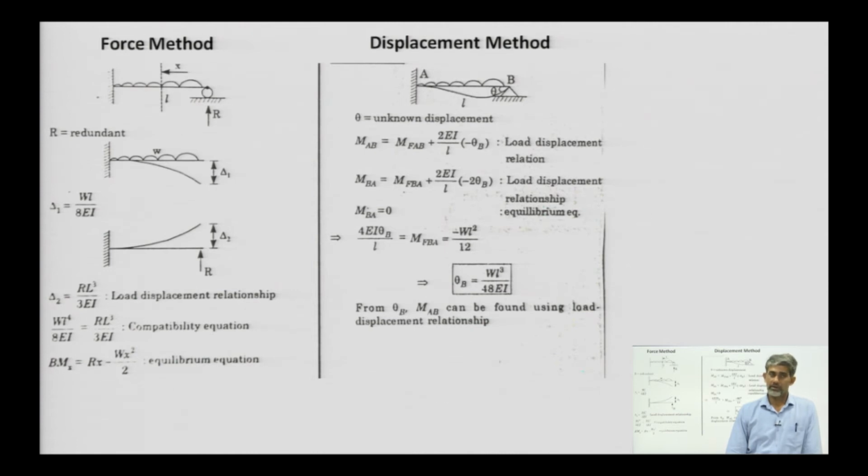Through one example I will tell you how additional equations, like compatibility or equilibrium equations, can be prepared. In this example, a beam is fixed here and a roller support is here. Is this statically determinate or indeterminate?